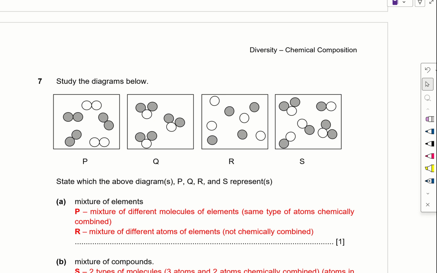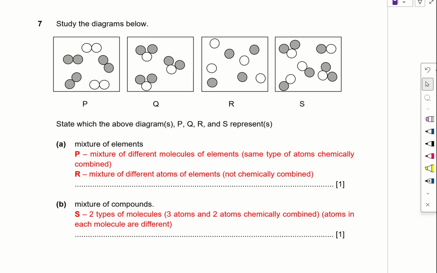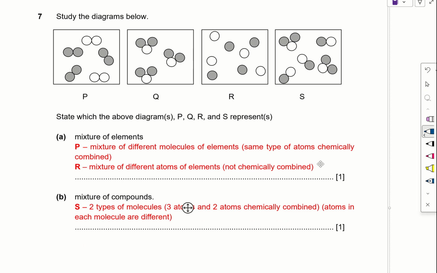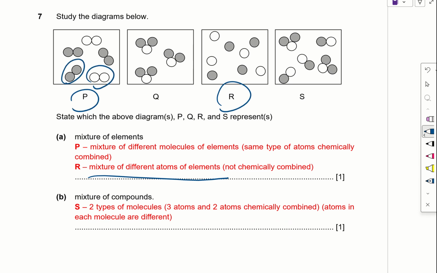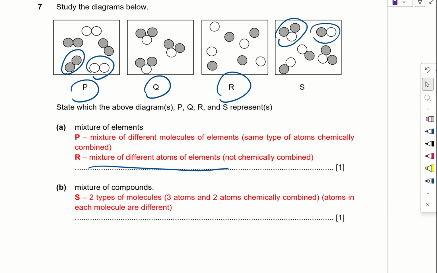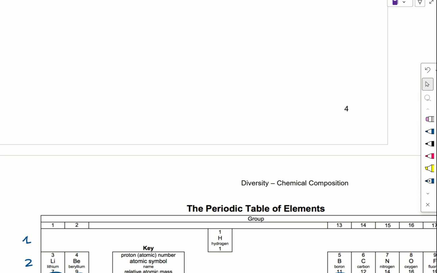Now, state which of the above diagrams P, Q, R, and S represents a mixture of elements. It will be R, a mixture of different atoms of elements, and also P because they are still elements and it's a mixture. We have a mixture of two black and two white. Now a mixture of compounds, so we must look at compounds. Q is not a mixture, it is made up fully of the compound. So it will be S because I have one type of compound, one white and two black, and I have the other compound which is one black and one white. So we have a mixture. You need to read the questions carefully.